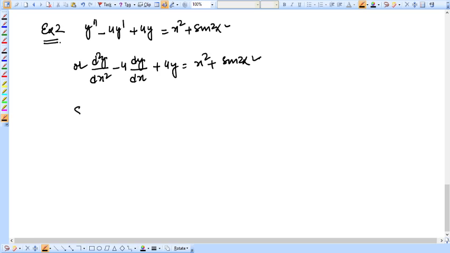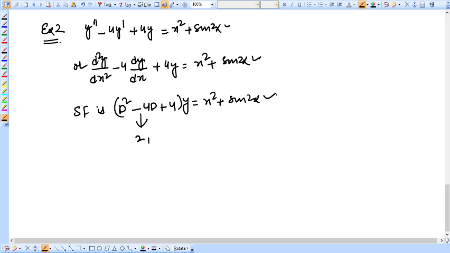So firstly, the symbolic form is D square minus D plus 4 acting on y equals x square plus sine 2x. I think you will be able to find its complementary function easily. The roots of the auxiliary equation would be 2 and 2, repeated roots. Therefore yc would be equal to c1 e raised to power 2x plus c2 x e raised to power 2x. So this is the complementary solution.